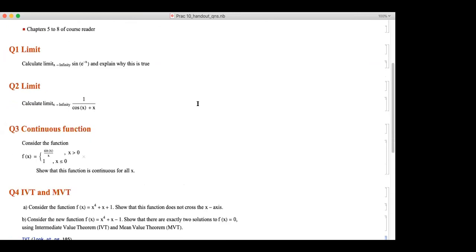Well, let's go through each question. I'll give you a couple of minutes to think about it. Let's look at question 1. Calculate the limit as x tends to infinity of sine e power minus x and explain why this is true.